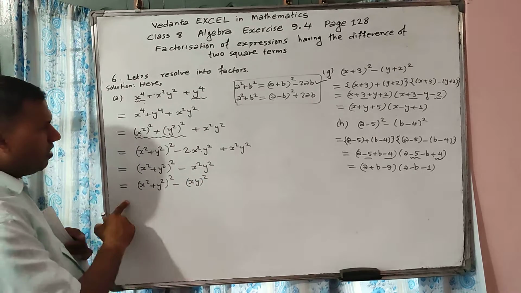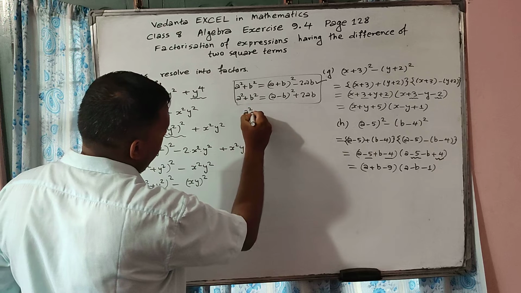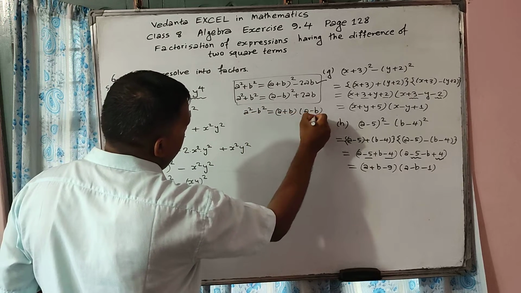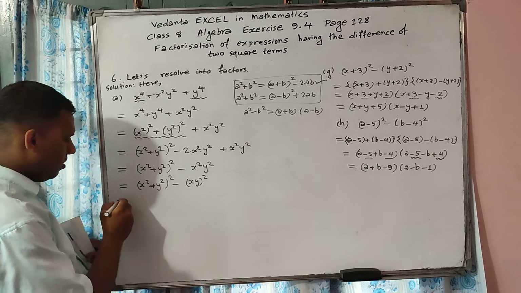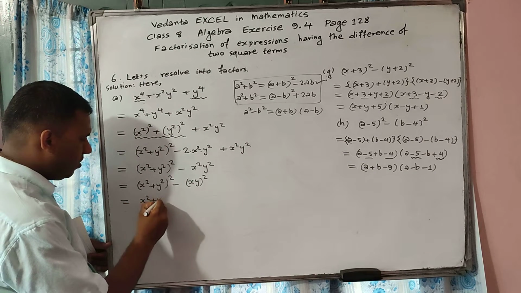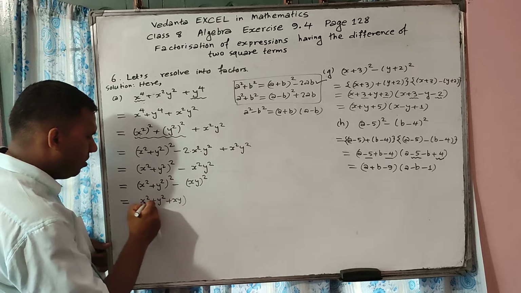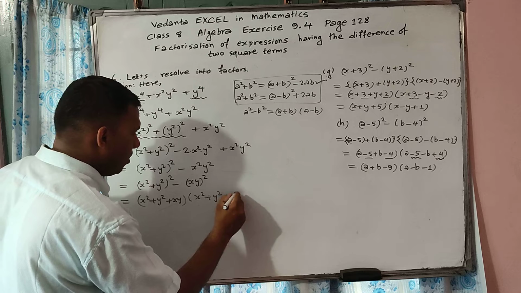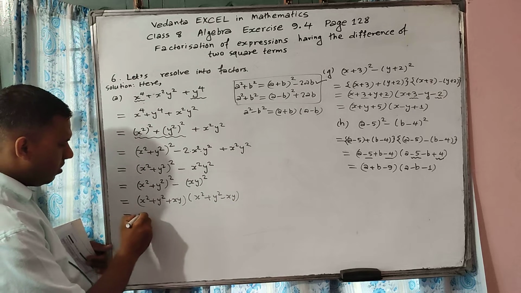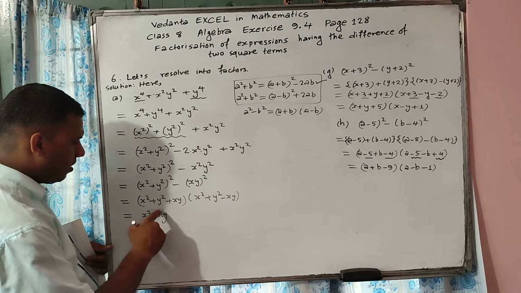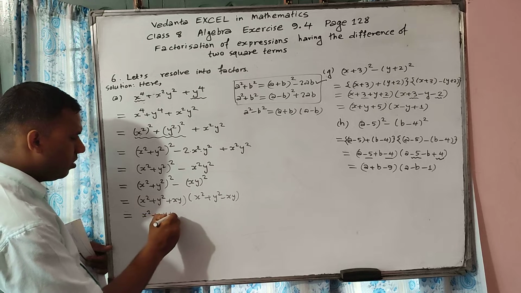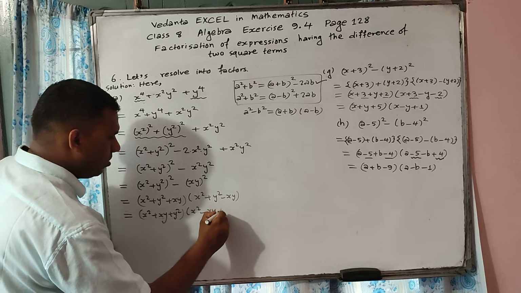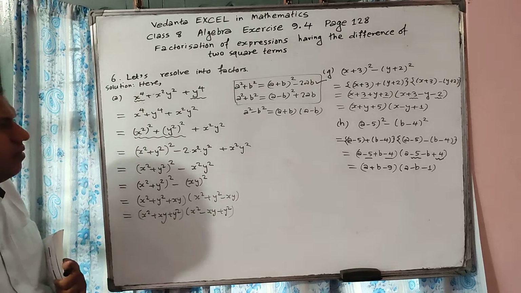It goes to a square minus b square form now. A square minus b square equal to a plus b, a minus b. Again we can use this formula. So x square plus y square plus xy into x square plus y square minus xy. This is equal to x square plus xy, writing in middle position, plus y square. Similarly x square minus xy plus y square. This is the factorized form.